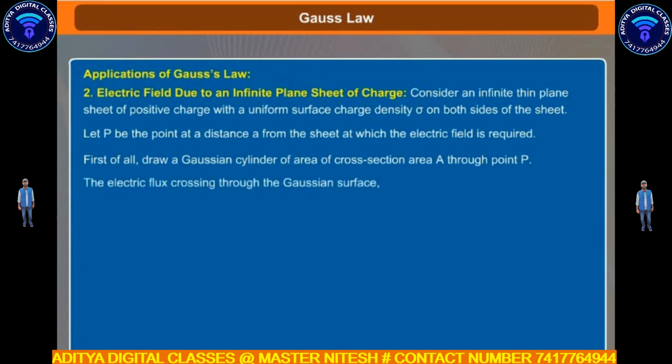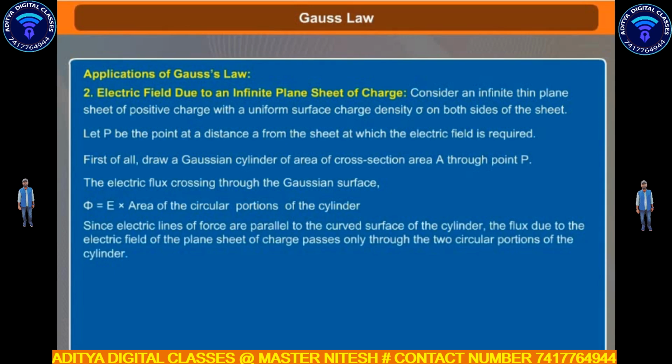The electric flux crossing through the Gaussian surface, phi, is equal to E into the area of the circular portions of the cylinder. Since electric lines of force are parallel to the curved surface of the cylinder, the flux due to the electric field of the plane sheet of charge passes only through the two circular portions of the cylinder. This implies phi is equal to E into 2A. Let it be equation 1.